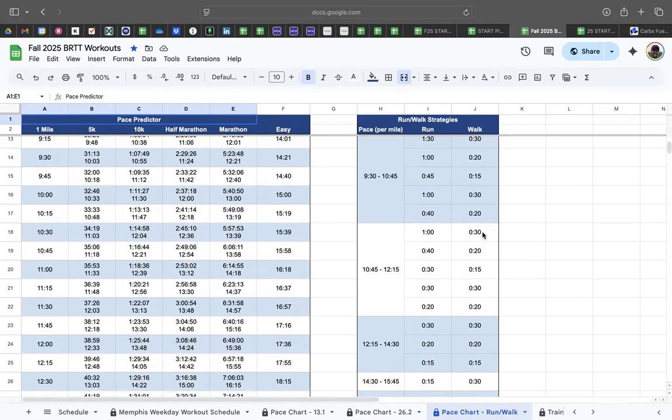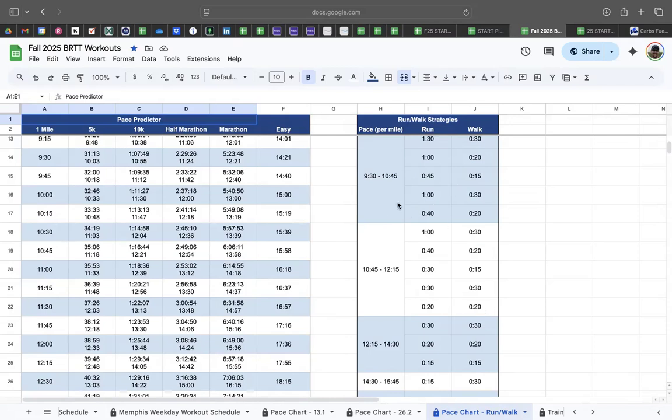And these are various interval combinations that he recommends. So 1 minute run followed by a 30-second walk. Keep repeating that. 40-second run followed by a 20-second walk. Keep repeating that. 30-second run followed by either 15 or 30-second walk. Keep repeating that. Or doing 20 seconds on with a run, 20 seconds off with a walk.